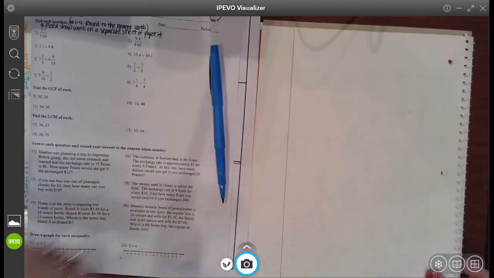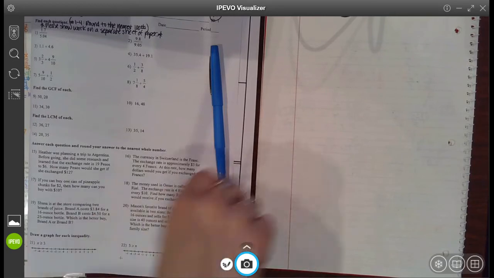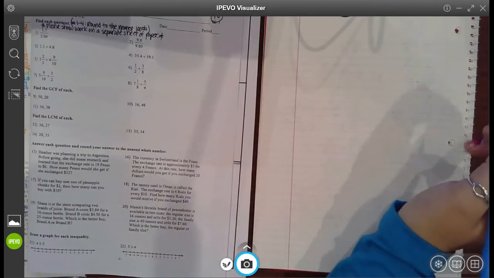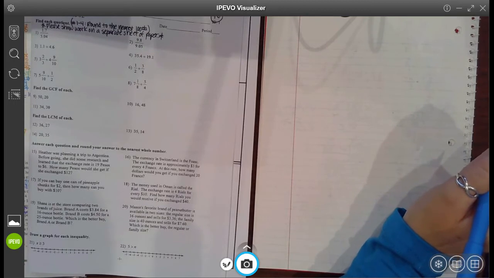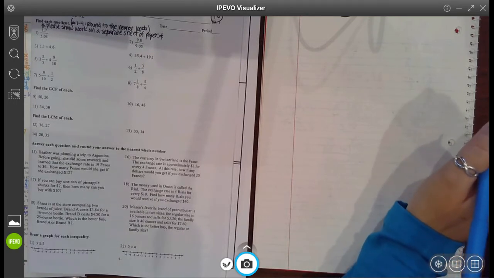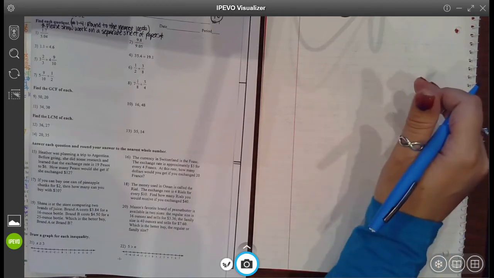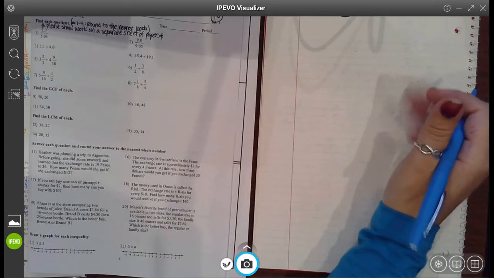All right. New section. Number 15 says, Heather was planning a trip to Argentina. Before going, she did some research and learned that the exchange rate is 19 pesos to $6. How many pesos would she get if she exchanged $12? This sounds like a proportion problem to me, because they gave me two pieces of information and then a third piece of information asking me to find the fourth.